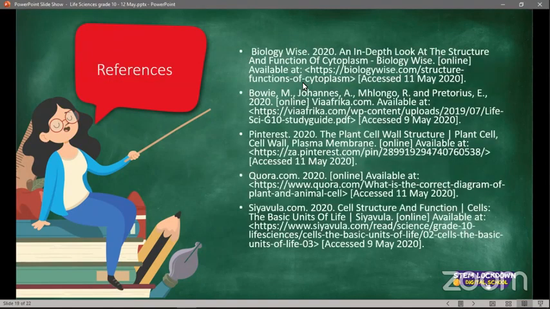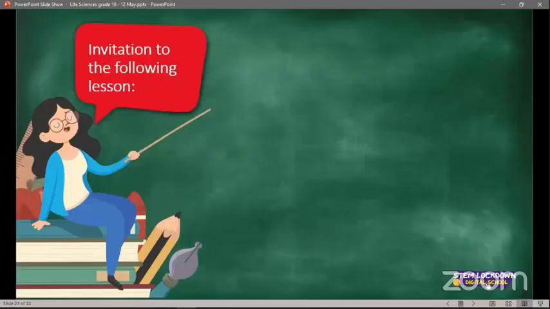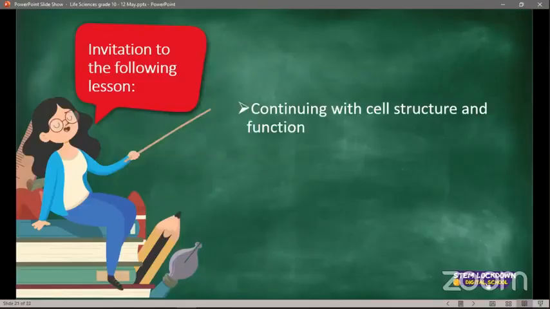Now, these are the references I used. So these are the references of all the things that I used, all the images, and these are the links to the textbooks. You guys have been asking about the textbooks. So these are the textbooks I used, Siyavula and the Oxford textbook, and also the Via Afrika. Now we will be continuing with cell structure and function. So more organelles. We'll be focusing on more organelles.